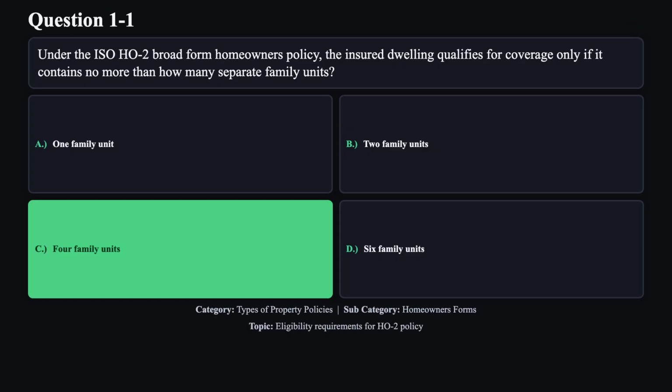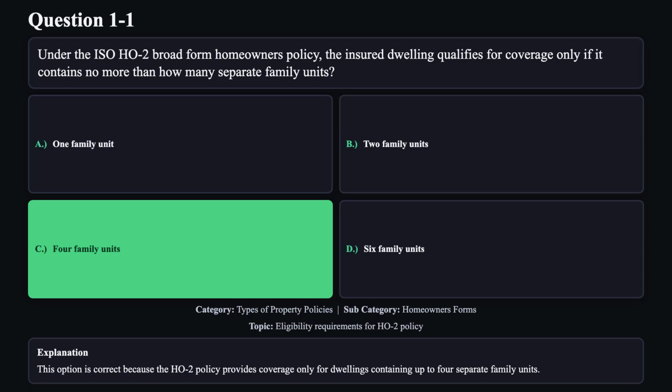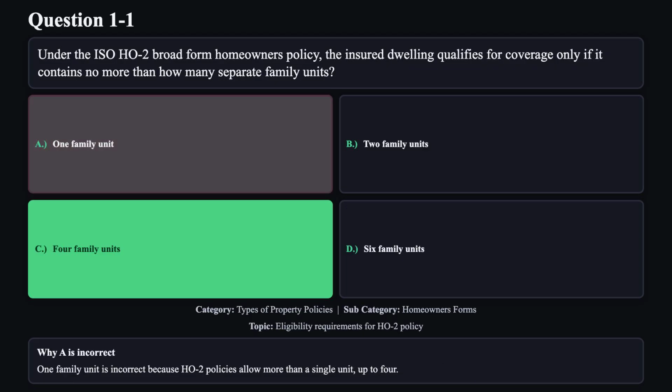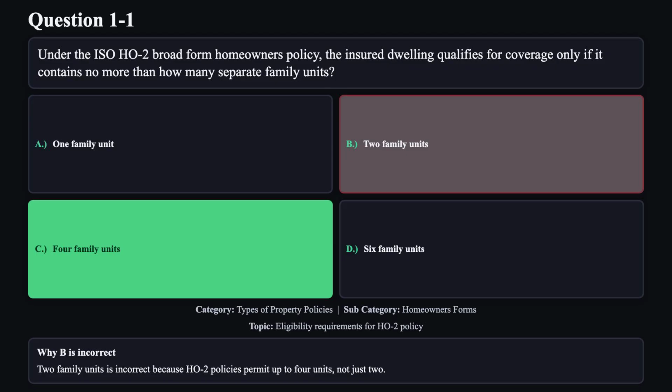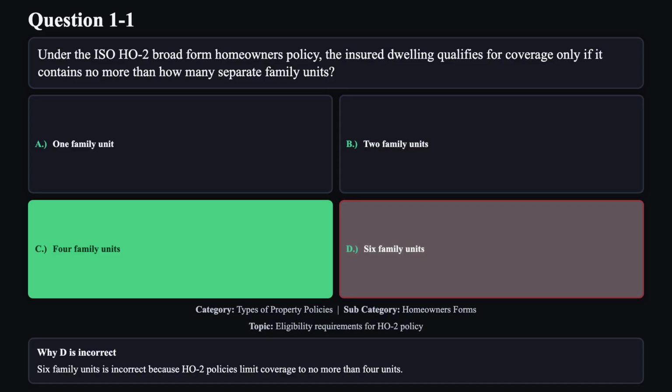The correct answer is C. This option is correct because the HO-2 policy provides coverage only for dwellings containing up to 4 separate family units. Reason A is not correct. 1 family unit is incorrect because HO-2 policies allow more than a single unit, up to 4. Reason B is not correct. 2 family units is incorrect because HO-2 policies permit up to 4 units, not just 2. Reason D is not correct. 6 family units is incorrect because HO-2 policies limit coverage to no more than 4 units.